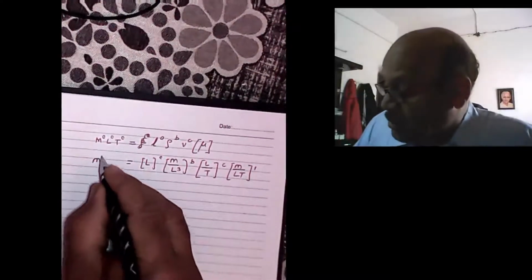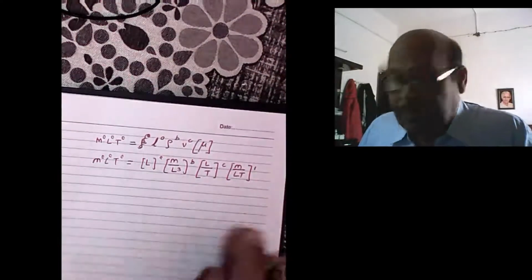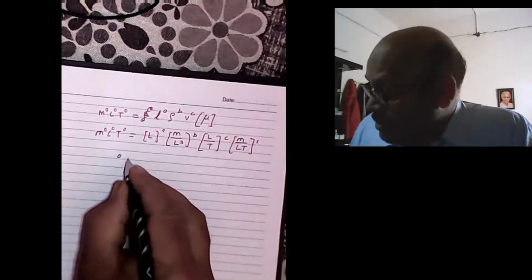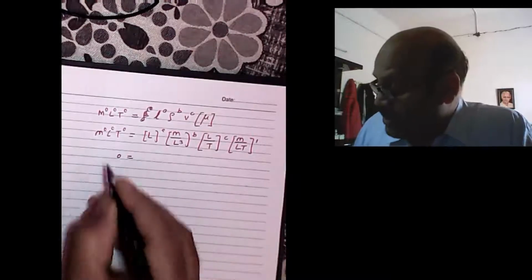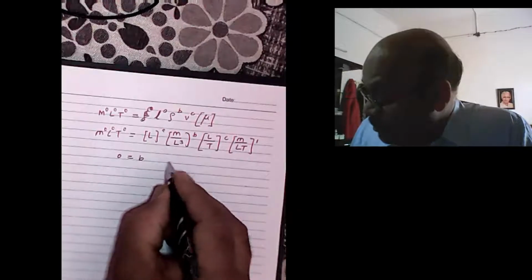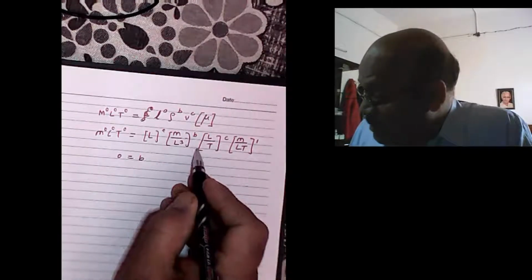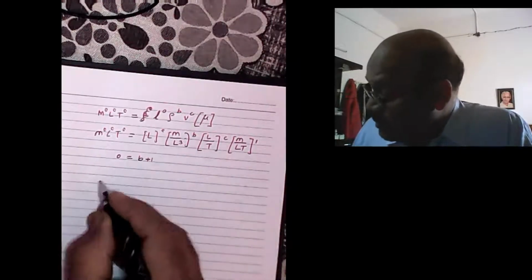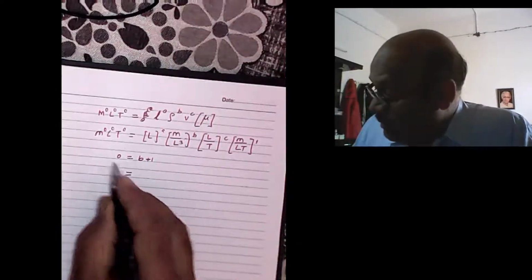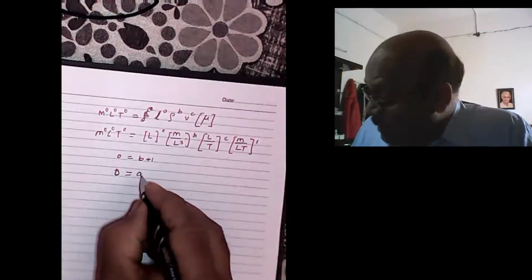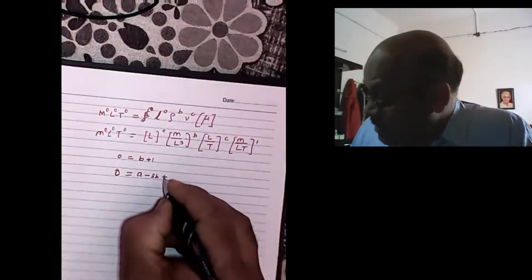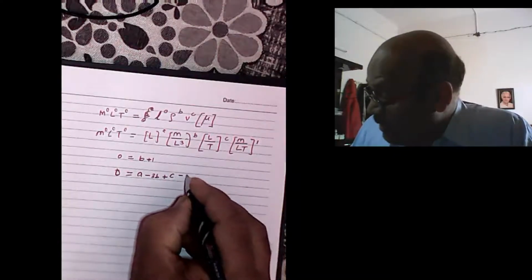So this is M^0 L^0 T^0. Now you can write down the powers. 0 for M, 0 equal to b plus 1. For L you can write 0 equal to a minus 3b plus c minus 1.